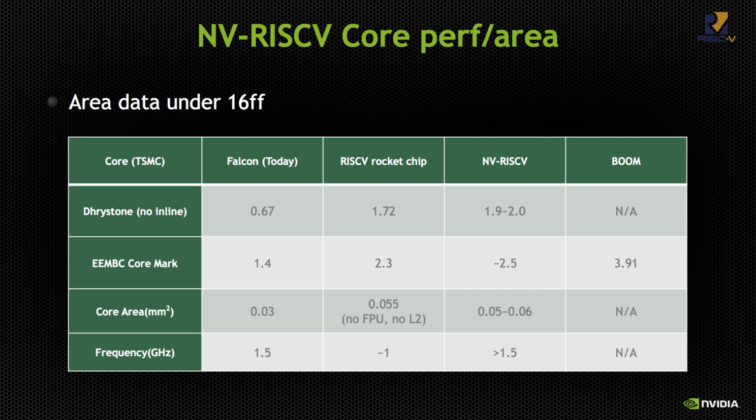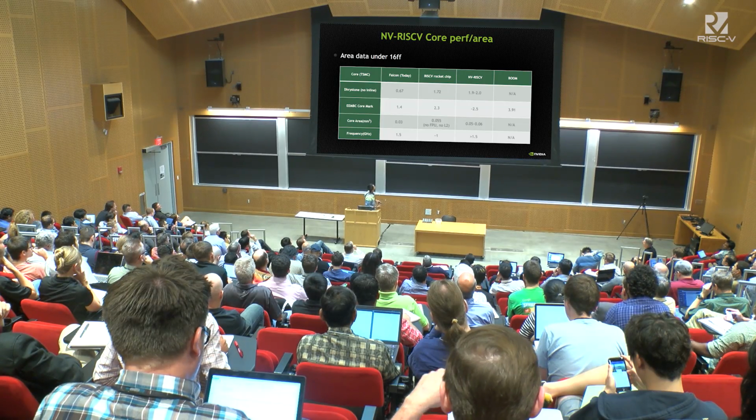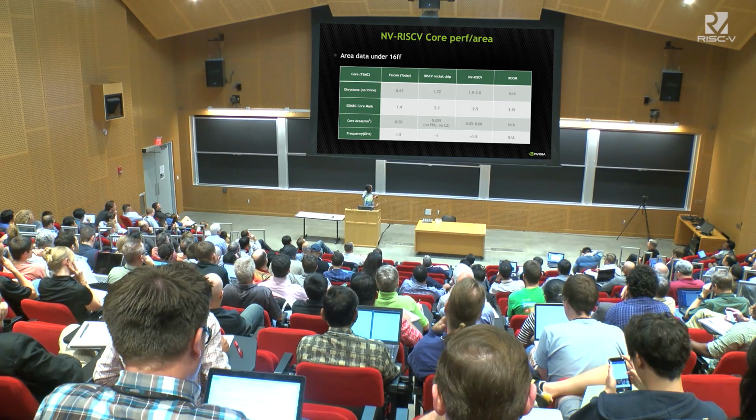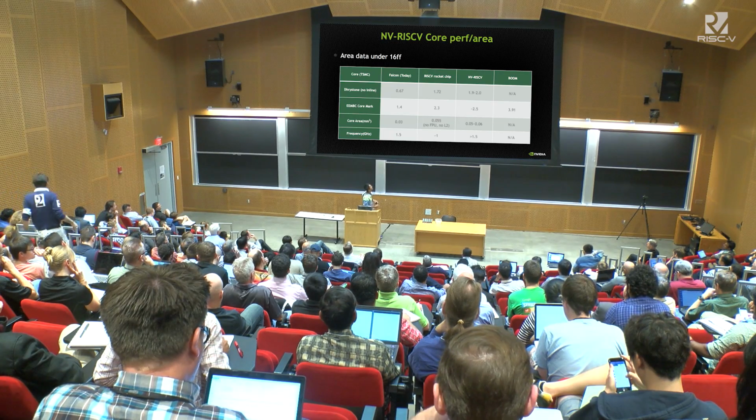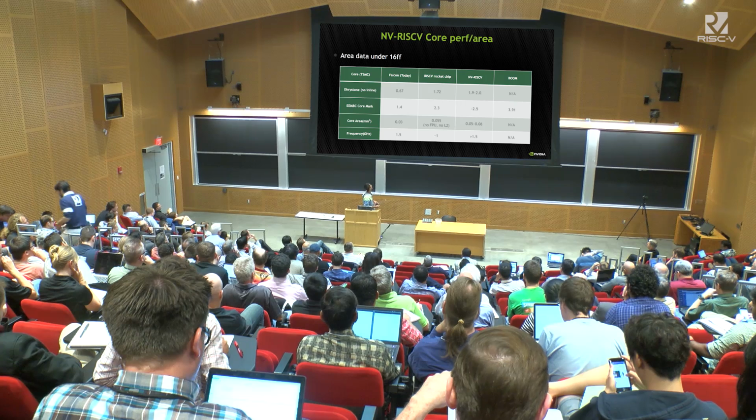This table compares the Falcon, Rocket Chip, NV-RISCV, and BOOM. I think the BOOM data may not be up to date, but as you can see, on the Dhrystone and CoreMark scores, NV-RISCV, the first generation of our processor, is very similar to the Rocket Chip. While we run at a much higher frequency, we are targeting 1.5 gigahertz under 16 nanometer. And the area we are projecting, from synthesis, is a pre-layout area of about 0.05 to 0.06, so it can be added into the original Falcon core without much area concern.